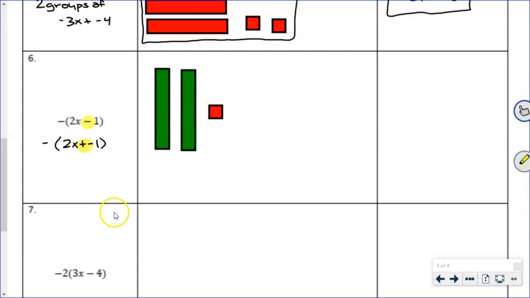(2x) and a negative 1 tile. And before, we'd always put that in a group, and then we have to get the right number of groups. But what does this mean when there's just a negative? Discuss with your groups. What are your thoughts?